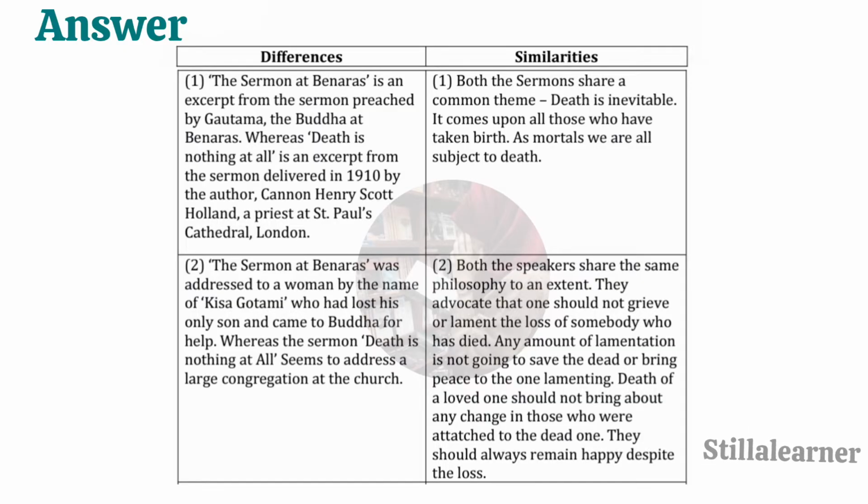The second difference is that the Sermon at Banaras was addressed to a woman by the name of Kisa Gautami, who had lost her only son and came to Buddha for help, whereas the sermon Death Is Nothing At All seems to address a large congregation at the church. Here, this word congregation is a collective noun. Do you know what a collective noun is? A collective noun is a word which is given to a group. Suppose one bird is there, then we call it a bird. If there is a group of birds, then we call it a flock of birds, a flight of birds.